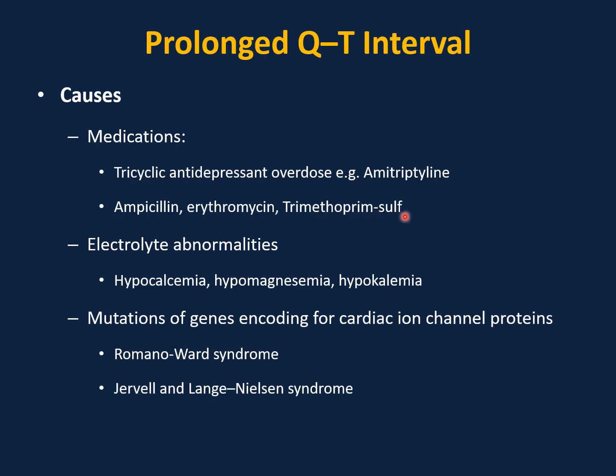Possible causes of prolonged QT interval: medications, such as tricyclic antidepressant overdose, for example amitriptyline or imipramine, ampicillin, erythromycin, trimethoprim-sulfamethoxazole or Bactrim. Electrolyte abnormalities, for example hypocalcemia, hypomagnesemia, or hypokalemia. Genetics, for example mutations of genes encoding cardiac ion channel proteins, such as potassium or sodium. Two syndromes very common and high yield in pediatrics are Romano-Ward syndrome and Jervell-Lange-Nielsen syndrome. Jervell-Lange-Nielsen is commonly associated with deafness. Romano-Ward syndrome is not associated with deafness.